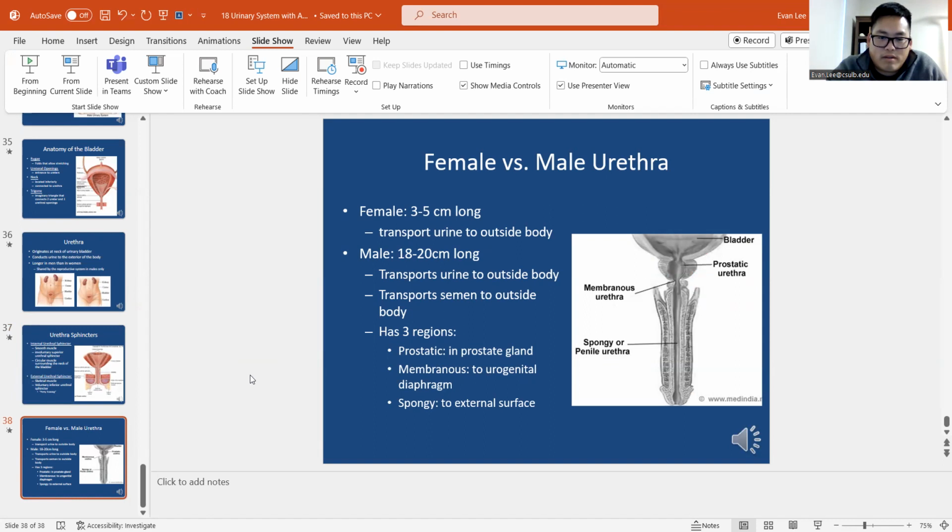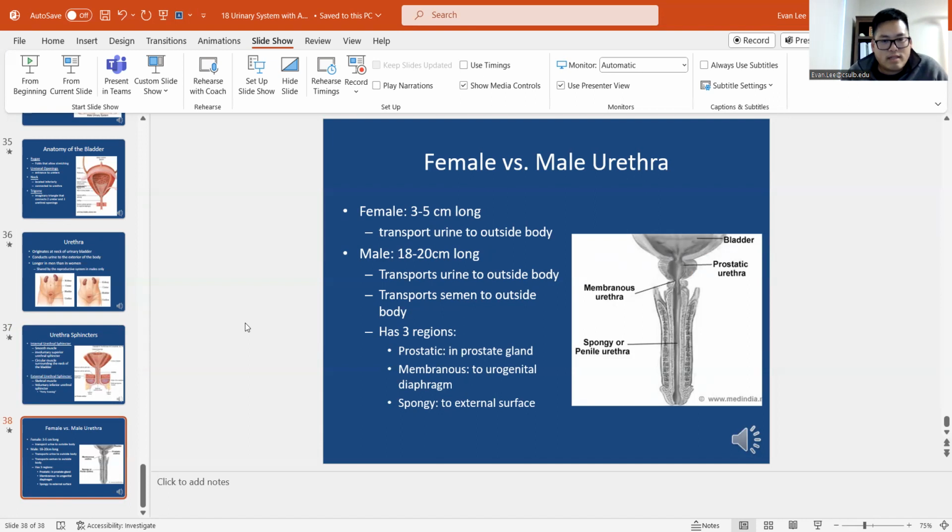Now, lastly, just to finish up with the urethra and their comparisons, like I was saying, the female urethra is a bit shorter, while the male urethra is longer. That's basically due to the penis mostly. Because if you look closely, the male urethra has three different regions that it has to travel through: the prostatic urethra, the membranous urethra, and then the penile urethra.